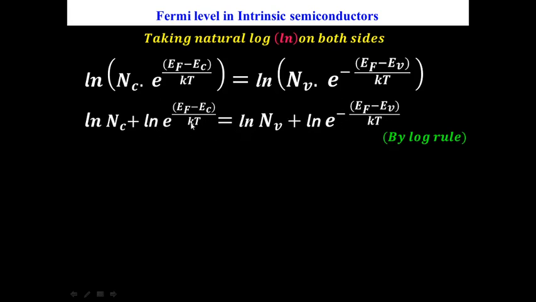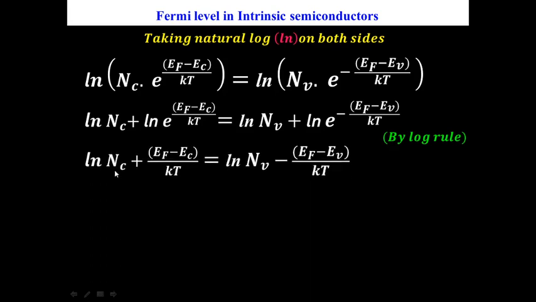Now we see that this is the second term of the left hand side and this is the second term of the right hand side. Here is ln and exponential, here also ln and exponential, and we know that ln means natural log. Natural log and exponential are inverse of each other, so they will cancel out, and only the power will remain: (EF minus EC) by kT, and here minus (EF minus EV) by kT. So in the next step we will get ln Nc plus (EF minus EC) by kT, and here ln Nv minus (EF minus EV) by kT.